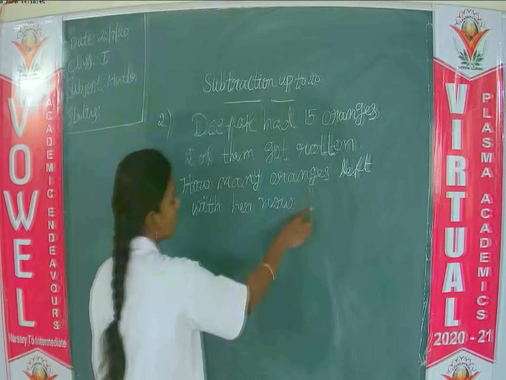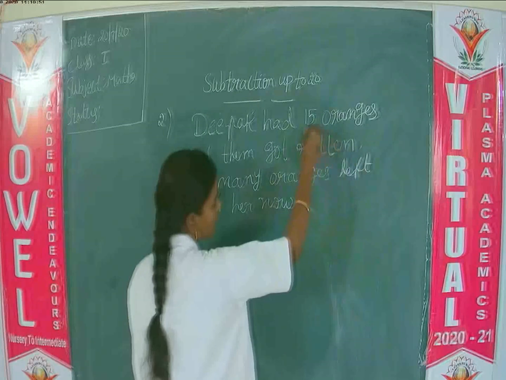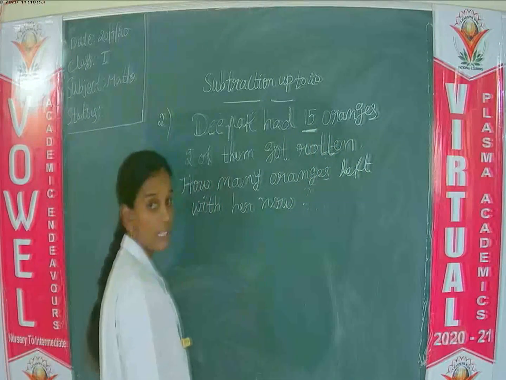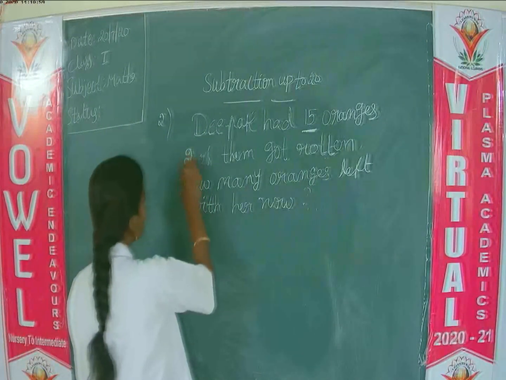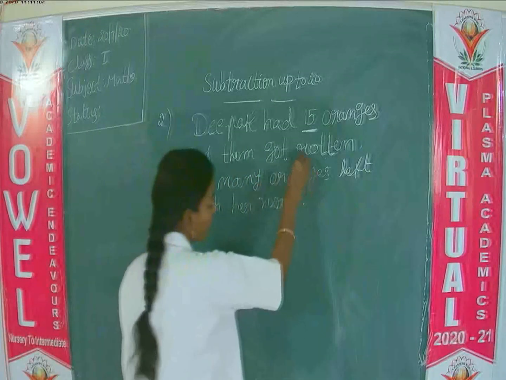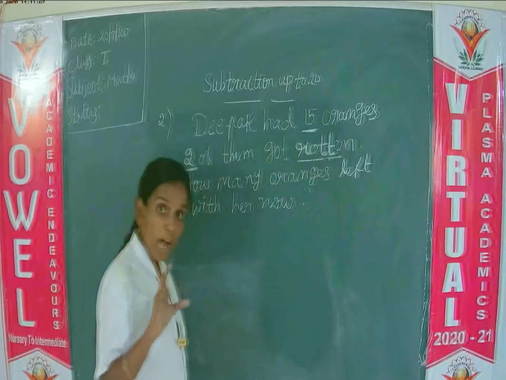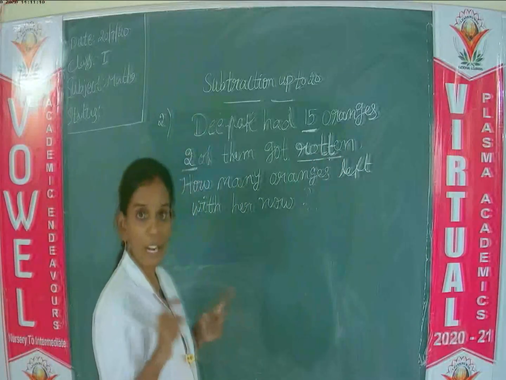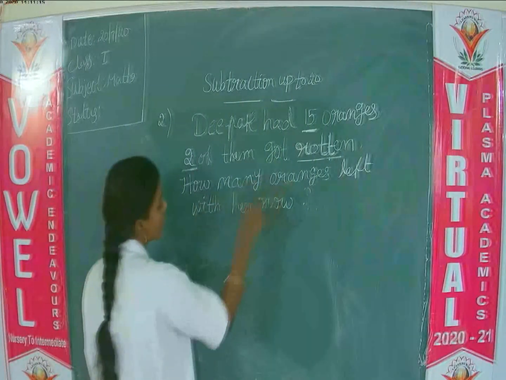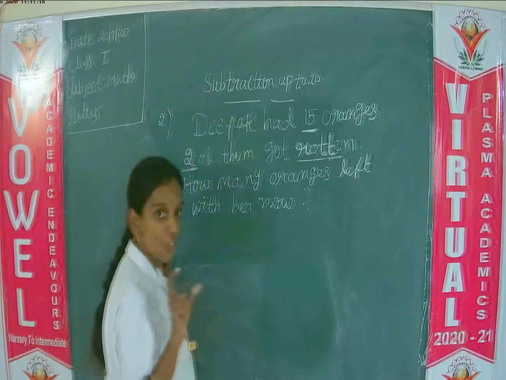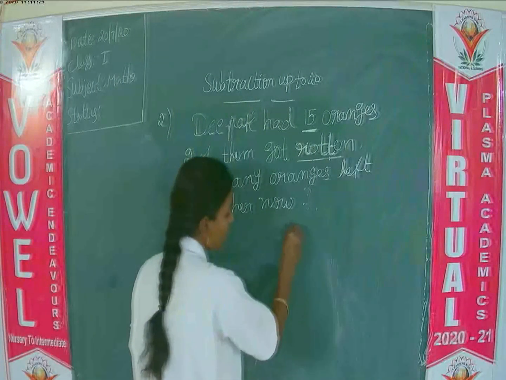See the question, children. Deepak had 15 oranges. 15 is a 2 digit number. 2 of them got rotten. Rotten means in that 15 oranges, 2 oranges are spoiled. We cannot eat those. Now, how many oranges are left with him now? In 15, 2 oranges spoiled means, remaining how many oranges are there?